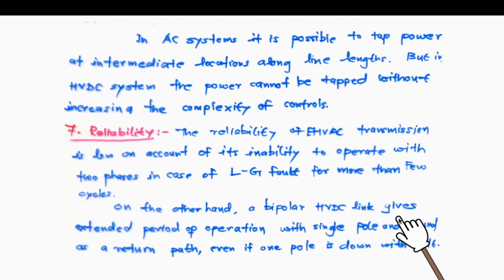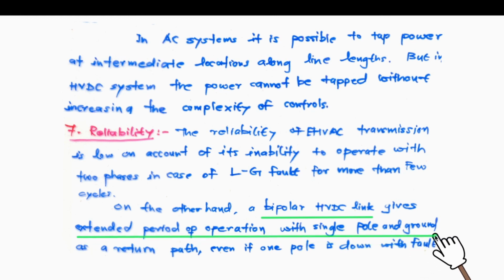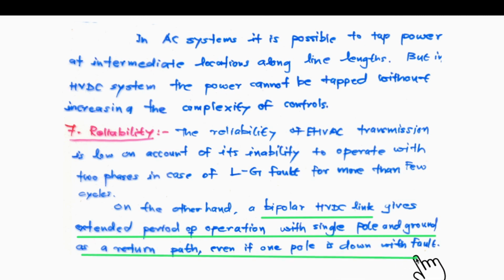But on the other hand, in case of a bipolar HVDC circuit, bipolar meaning positive and negative pole, it gives extended period of operation. अगर एक लाइन पे फॉल्ट हो भी गया, ठीक है, तो अर्थ को रिटर्न बना के दूसरी लाइन के साथ पावर हम काफी देर तक ले सकते हैं. तो ये काफी रिमार्केबल फीचर है और केवल डीसी सर्किट में ये पॉसिबल है. That is what the reliability is. Reliability of DC system is much higher.